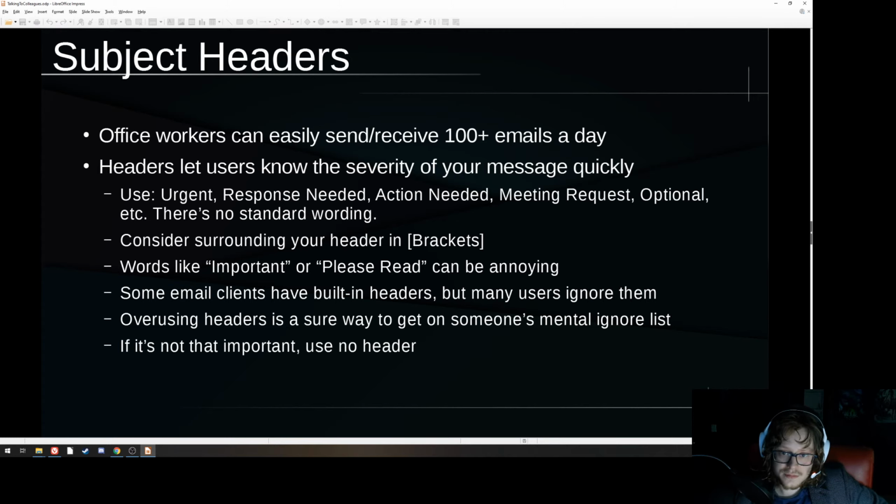Headers are part of the subject line. Your average office worker is easily going to get and send combined, not each, 100 emails plus a day. Not everybody, probably not most people in computer science. If you're in computer science management, so if you're some kind of manager in development, you could easily get 100 emails a day. It's not unusual. And headers let people know how severe your message is so it can be triaged accordingly. Some people are literally spending most of their day at their computer answering emails, because if you've got 100 a day and you work 8 hours, that gives you what, like 2 minutes an email?